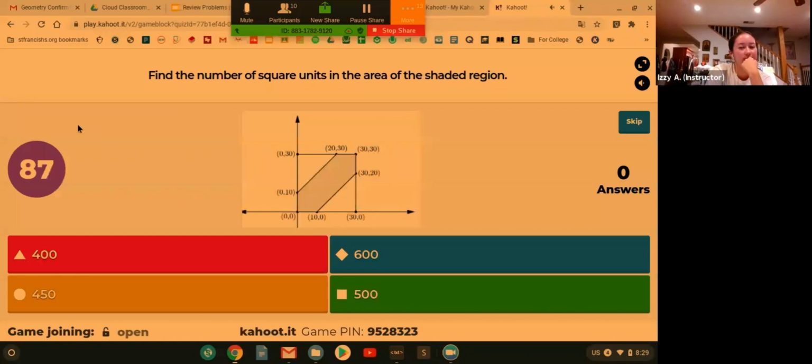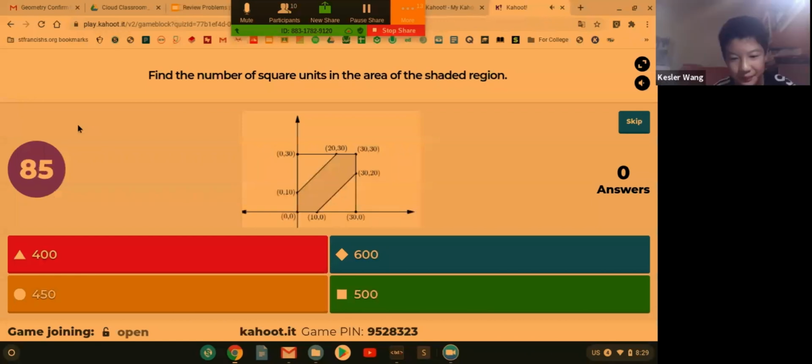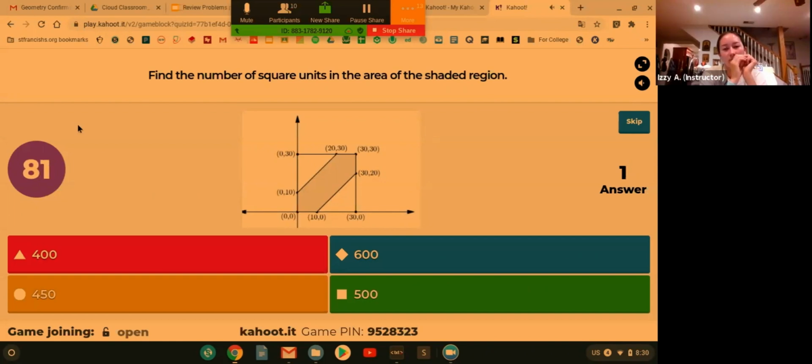Find the area of the square units and the area of the shaded region. 10, 10, 10.